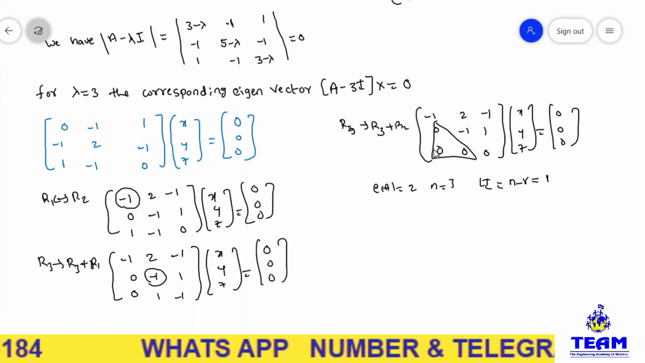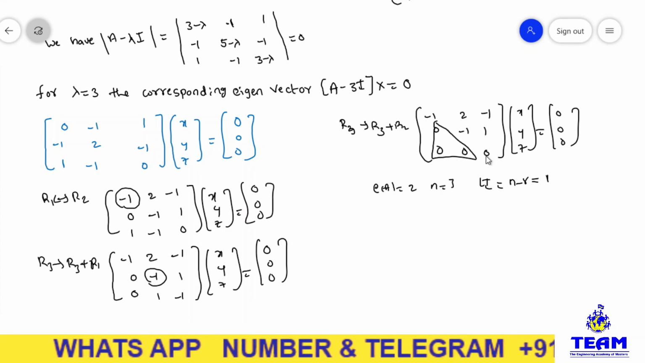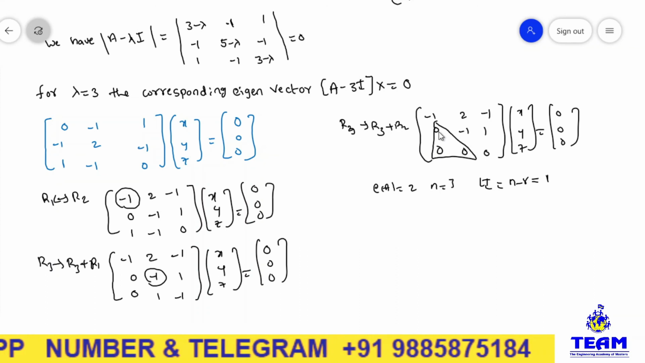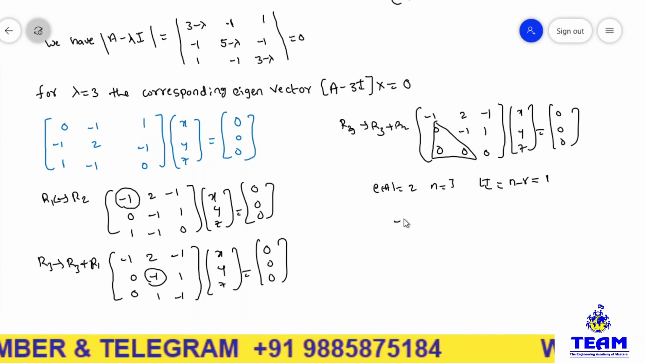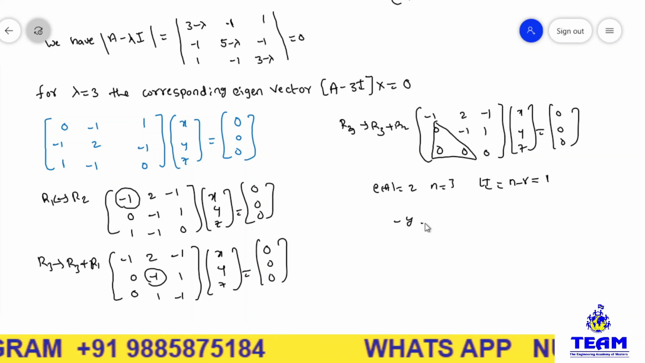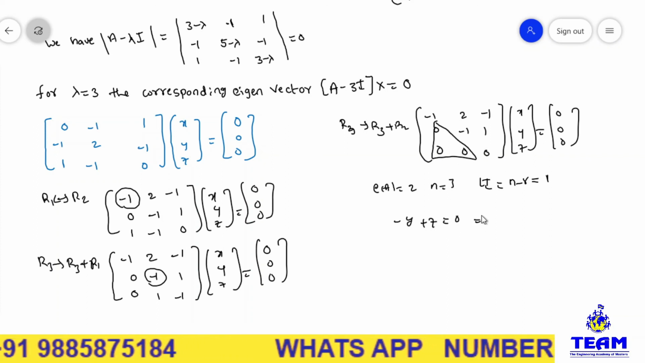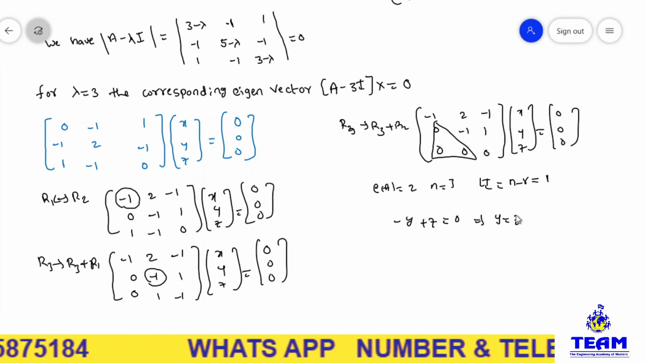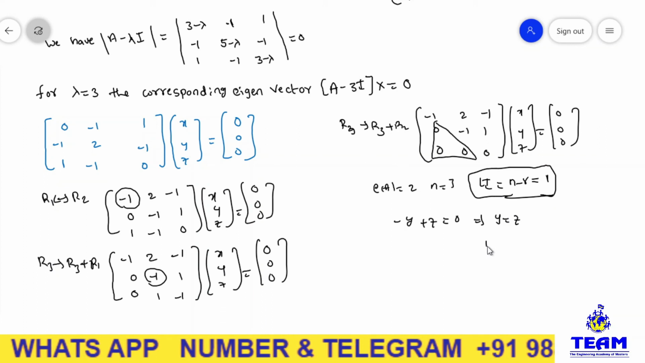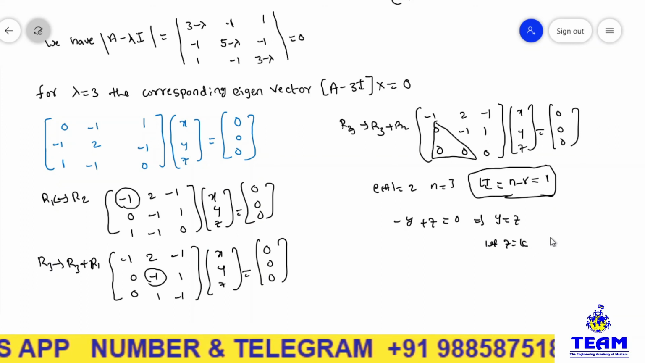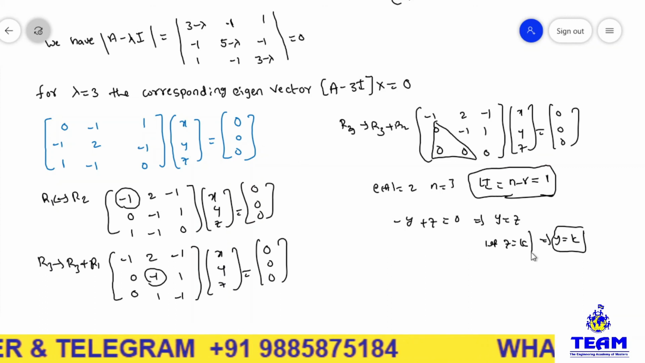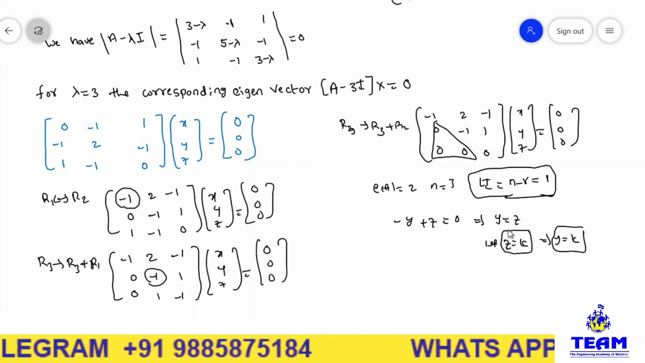Anyhow, now applying the back substitution method. Now this third row is already 0, so 0 into x plus 0 into y plus 0 into z is 0. Next one, 0 into x, minus 1 into y, that is minus y, plus 1 into z is 0. From this, what you can say? y is equal to z. Friends, we know there is one independent solution. So let z be equal to k. That implies y is also equal to k.